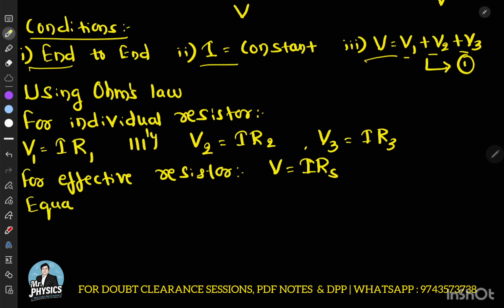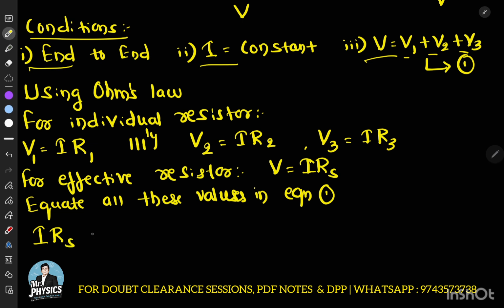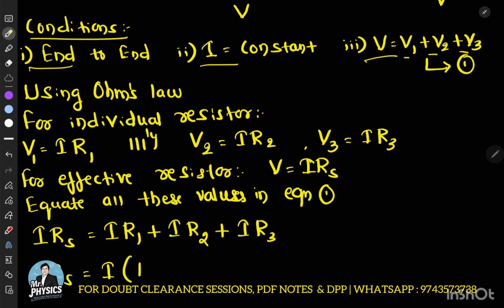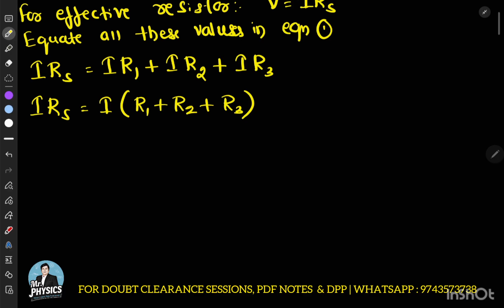Now we should equate all these values in equation 1, where we have V equal to V1 plus V2 plus V3. In place of V I will write IRs, in place of V1 IR1, in place of V2 IR2, in place of V3 IR3. On the right hand side I take I common, and the remaining terms are R1 plus R2 plus R3, and the I cancels. Therefore we get Rs equal to R1 plus R2 plus R3.